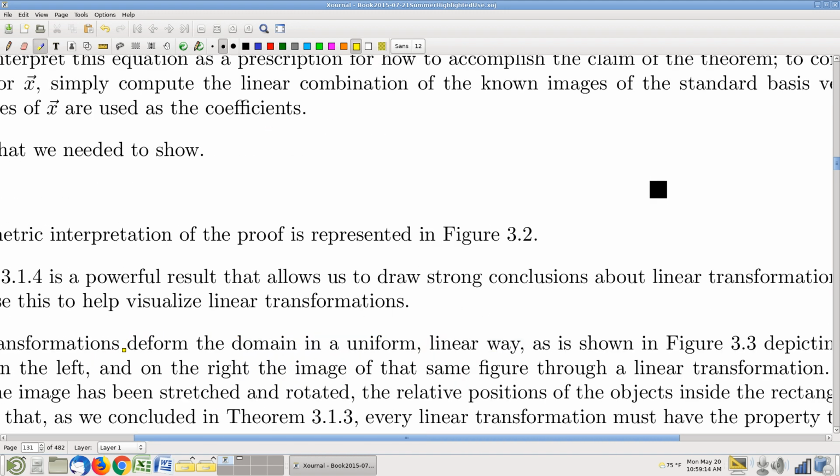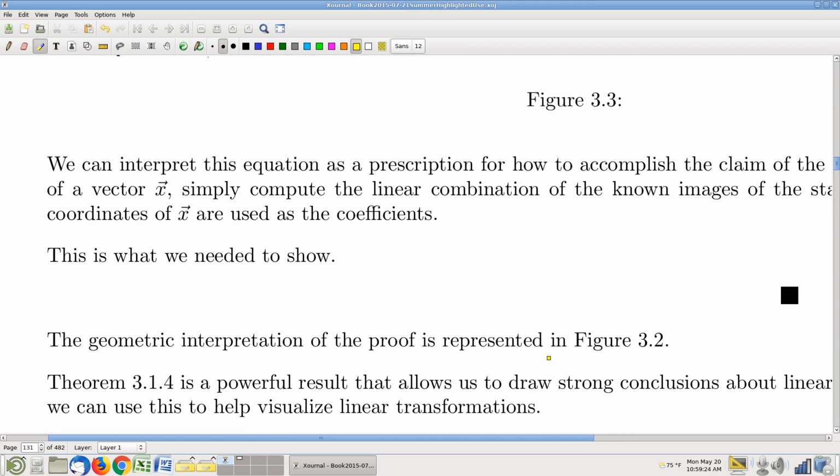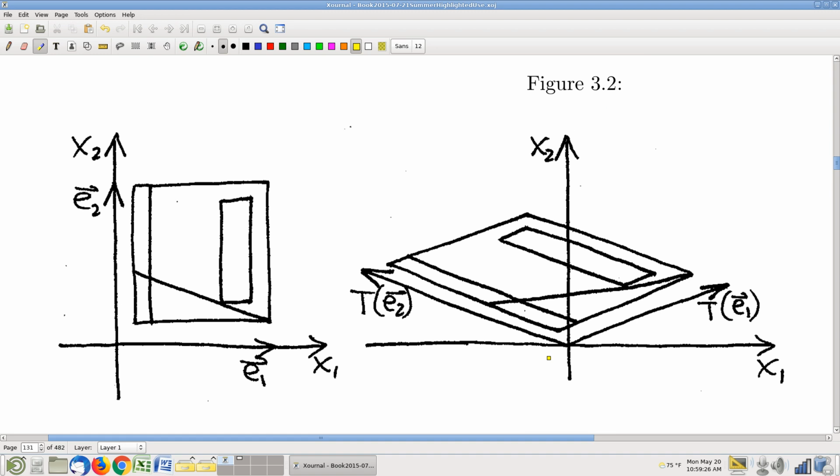Linear transformations deform the domain in a uniform way, what we call a linear way. So there's a uniformity to how things that are in your domain get transformed as they come over into your target. All of the following observations can be shown: if you have a couple of parallel lines in the domain, and if the images are lines, which they generically are, the output lines will also be parallel.